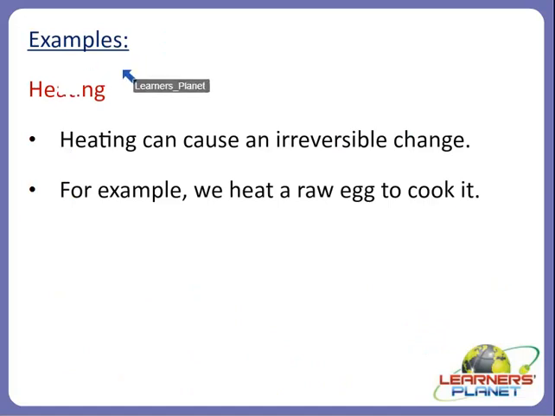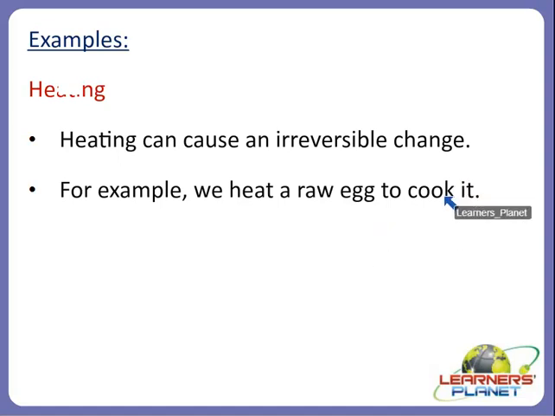Yes, there are many examples of irreversible changes. So the first example is heating. As we know, heating is a process, and heating can cause an irreversible change. For example, we heat a raw egg to cook it. So we cannot get back this cooked or scrambled egg.